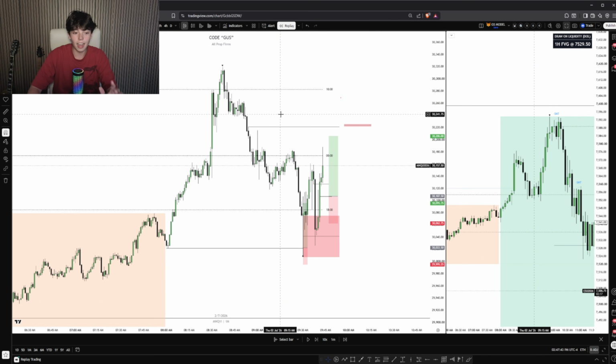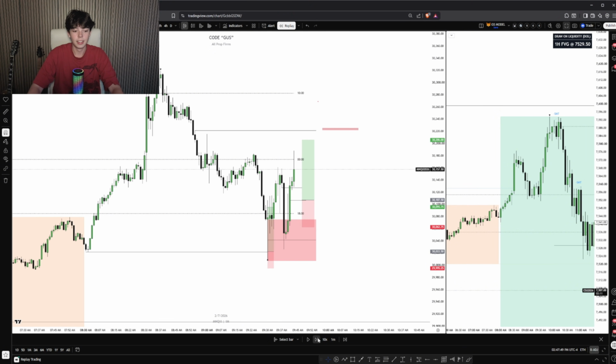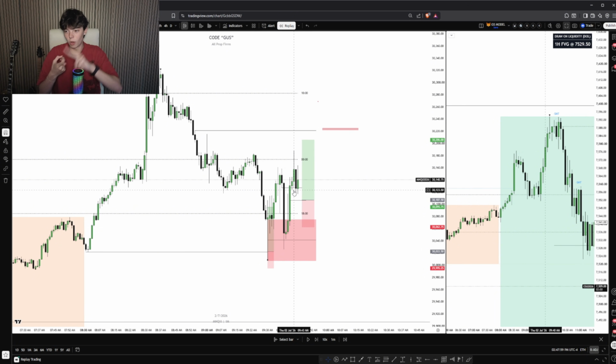I ended up not seeing this. Unfortunately, because the thing is, I would have trailed my stop up and just got out for a little bit of profit, but I didn't see this. So I ended up staying in this trade. We wicked into this fair value gap, we pulled up a little bit, and I managed to get out for break even right here. Okay, so we're at 1 win, 1 break even.